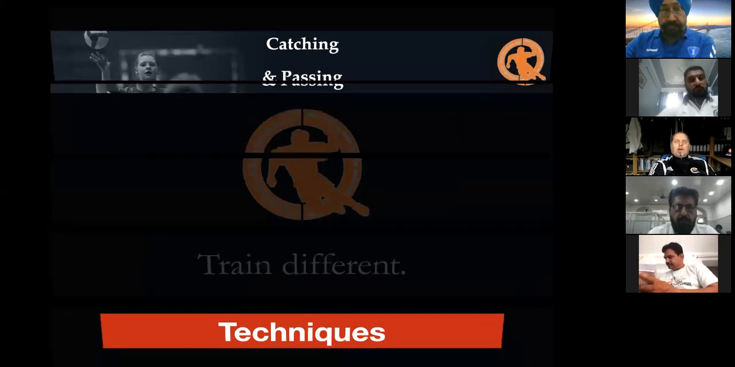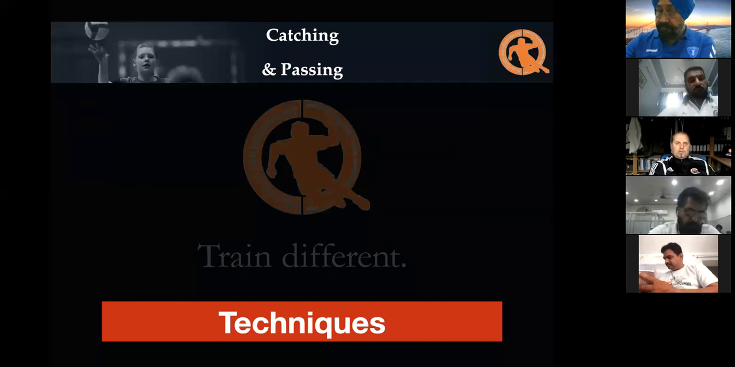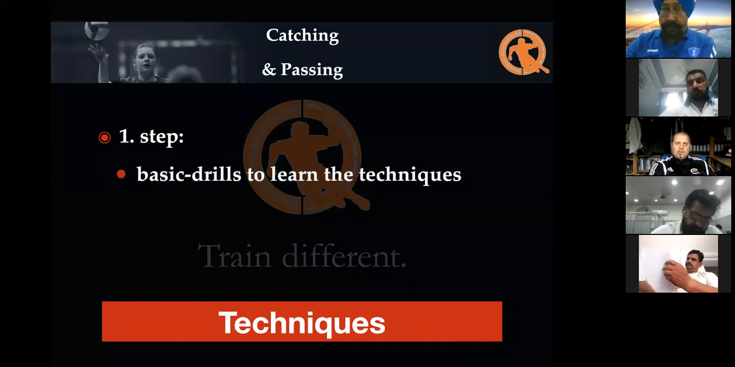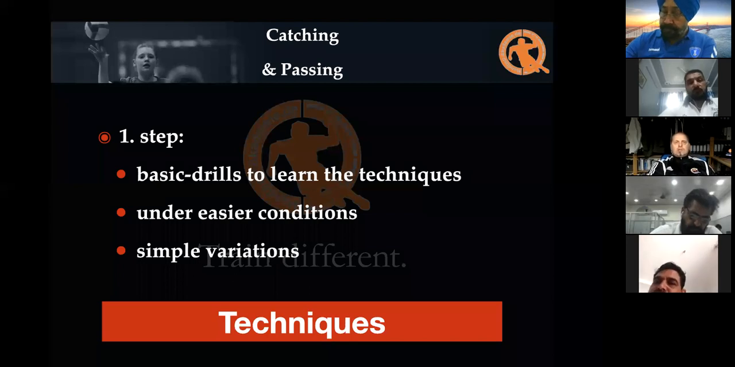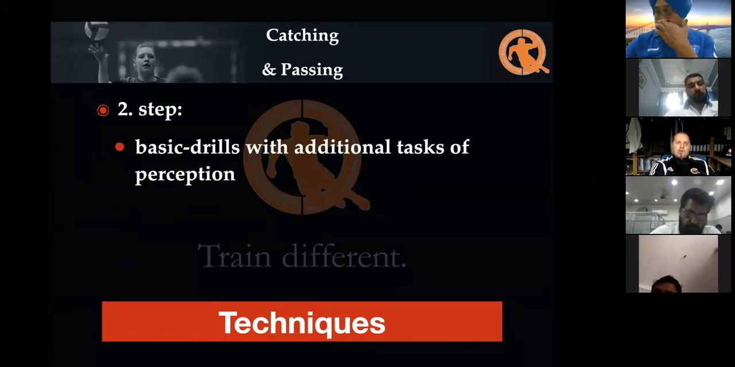Okay, now in our technical training, we want to integrate 3 methodical steps. Step 1 are the basic drills. They are worked out under the idea of easier conditions to learn the techniques. The players are asked to do simple variations only, so without any stress, every player can adapt to the technical elements that are represented.